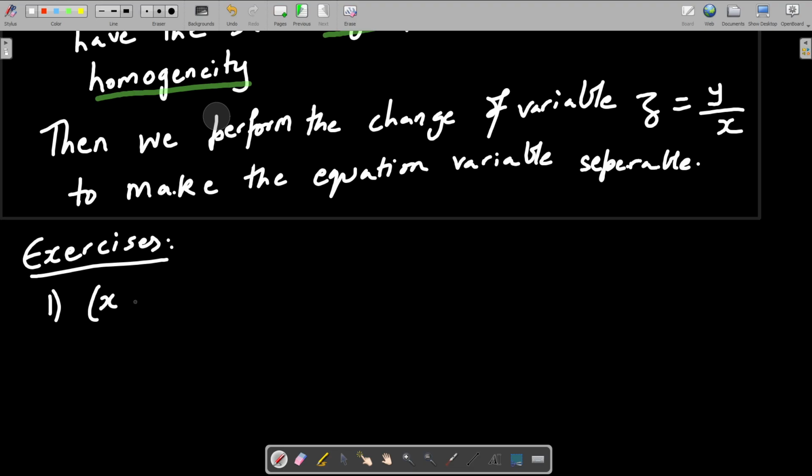So (x minus y) dx minus (x plus y) dy is equal to 0. So this is the given question to you.